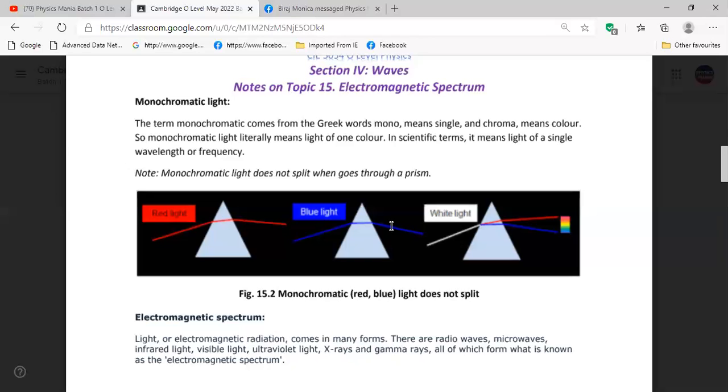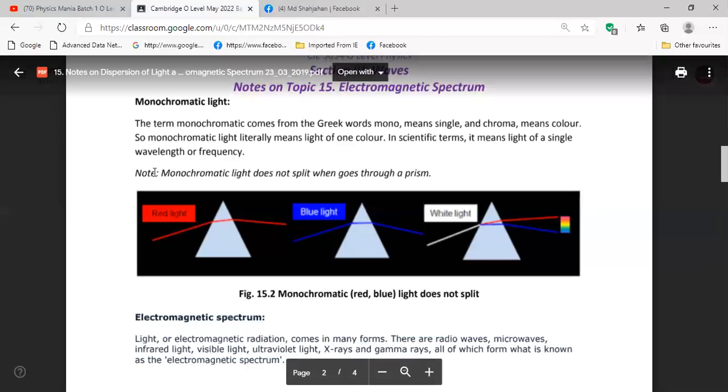Is it clear? So you write this note, right here, with triple star. Here you give triple star. Before this writing, you give triple star. Monochromatic light does not split when it goes through a prism. What is monochromatic light? You understand, right? Yes, sir, single color.